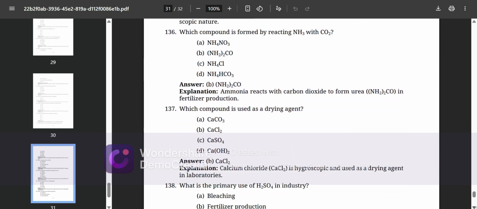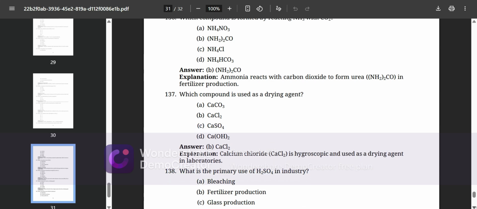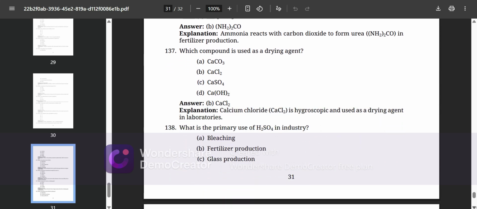Which compound is formed by reacting NH3 with carbon dioxide? Urea, NH2CONH2. Ammonia reacts with carbon dioxide to form urea NH2CONH2 in fertilizer production. Which compound is used as a drying agent? CaCl2. Calcium chloride CaCl2 is hygroscopic and used as a drying agent in laboratories.